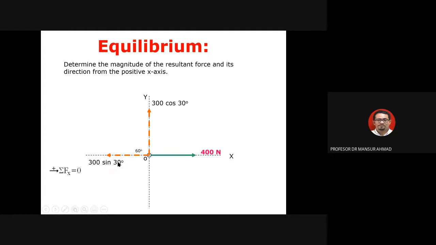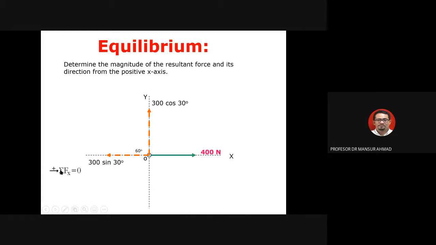There are two forces on the x-axis, so take note of that. One over here is positive 400 Newton, because we agree that force to the right is positive, and then 300 sine 30, or 300 cosine 60 also works. This is negative, so the direction of this one is negative, and the direction of this one is positive.